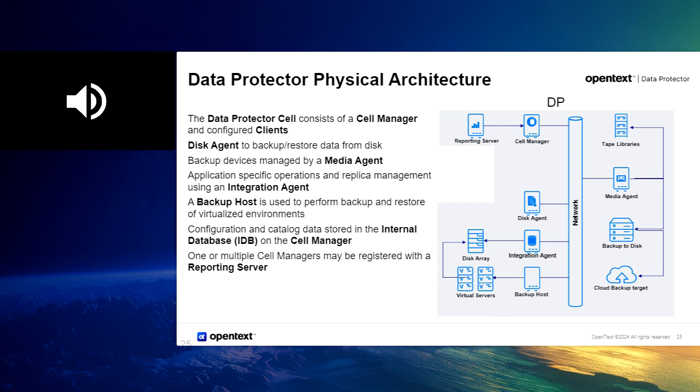We've mentioned this as well. Documentum has one, SQL and Oracle have one: an integration agent. We have lots of different integration agents. We may have integration agents for Exchange, SharePoint, SAP HANA, lots and lots of different integration agents. As I've mentioned, the Cell Manager keeps hold of the internal database, the IDB. And then we also have a reporting server if needed. We don't have to have that. That's Magellan. It was traditionally a reporting server, but we use Magellan now for reporting. And we can use multiple Cell Managers, or a single instance as well.